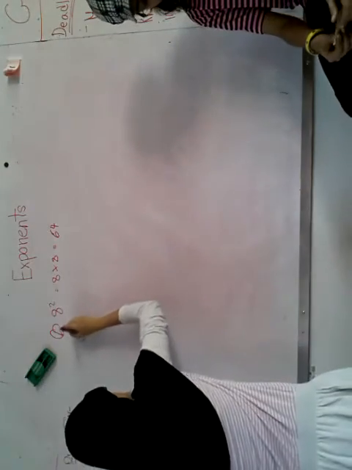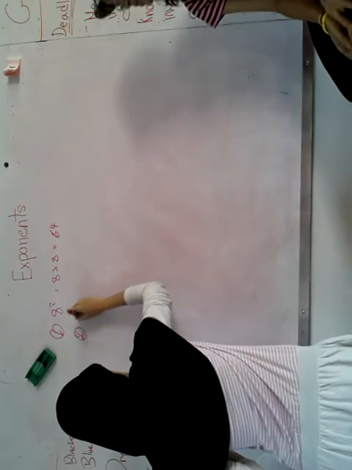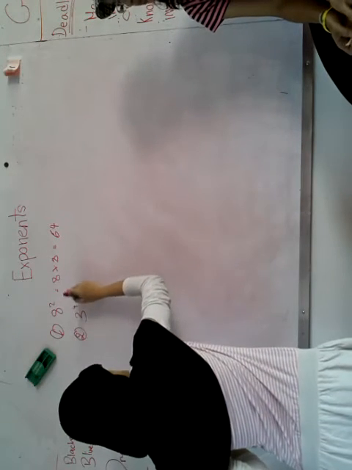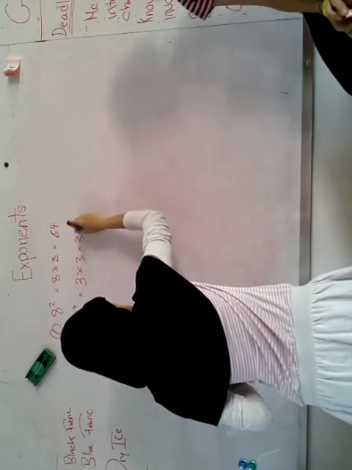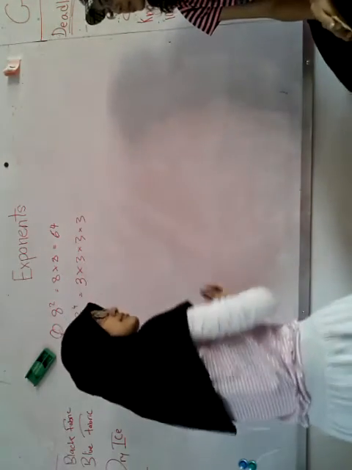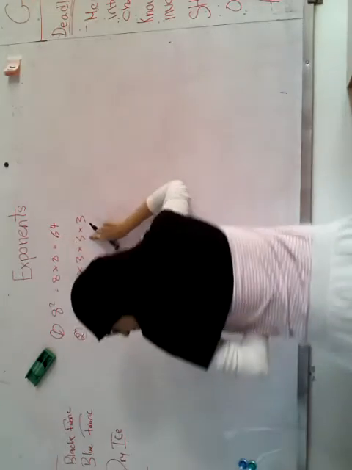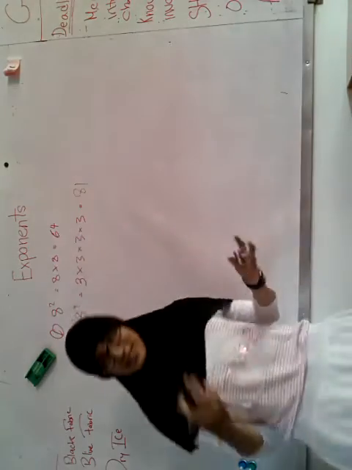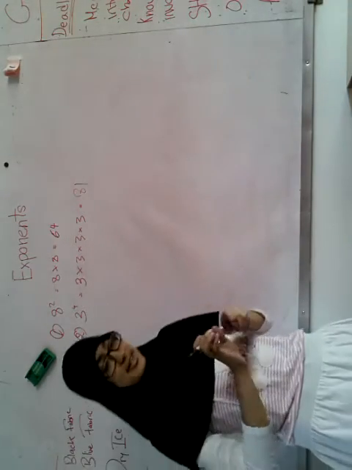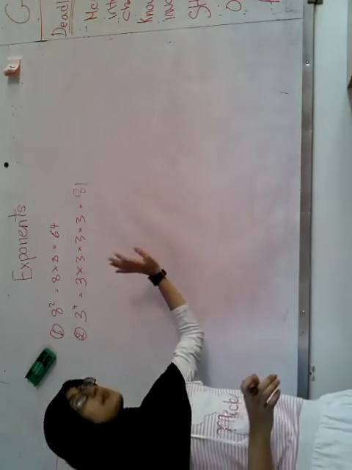Second example is 3 to the power of 4. 3 times 3 times 3 times 3, that's 81. Okay, so I've shown 2 examples of how we evaluate powers.